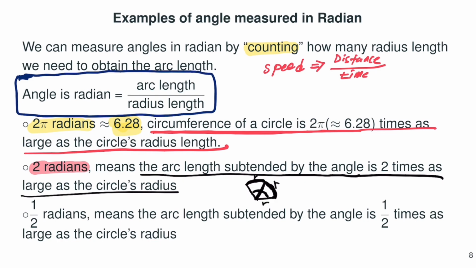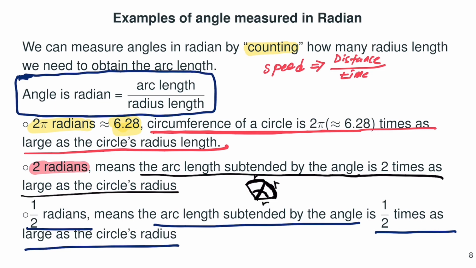Half a radian means the arc length subtended by the angle is half times as large as the circle's radius length. So if this is the radius length, think as I'm using half of it as the arc length. I'm going to arc it this way, and here's the half. This is half the length of the radius, whatever the radius length is.